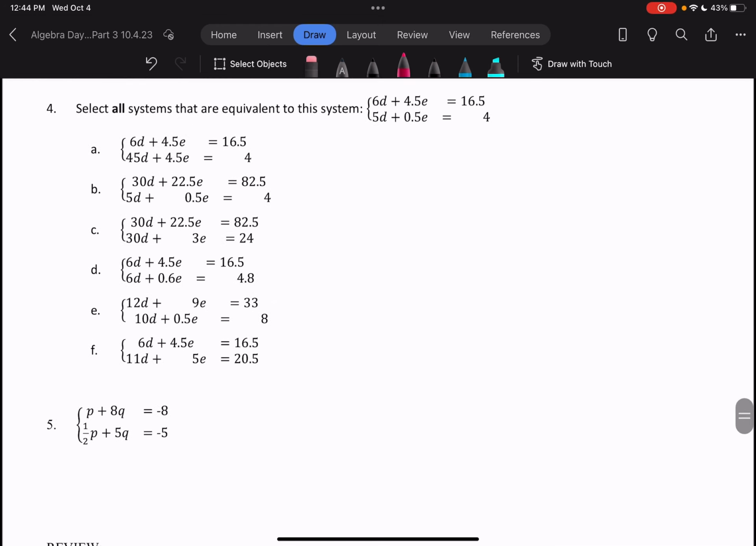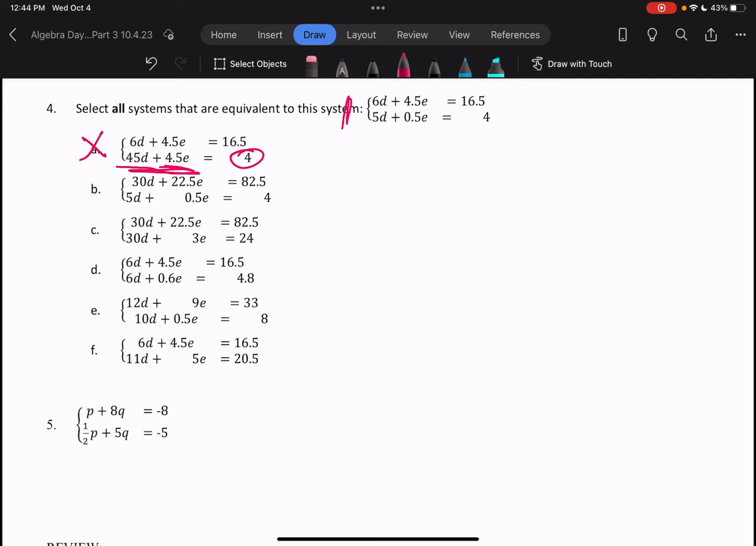Number 4 is select all systems that are equivalent to this particular system right here. All right, so we're looking for all of the systems that would be equivalent to this. So we're looking to see if they multiplied something, did they multiply it through the entire thing? All right, so for number 1, this part right here, they multiplied 9 times 5 to get 45, and then 9 times 0.5 to get 4.5, but they did not multiply this. So that is not true.